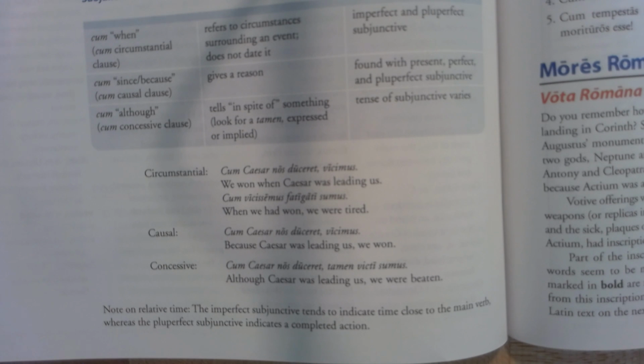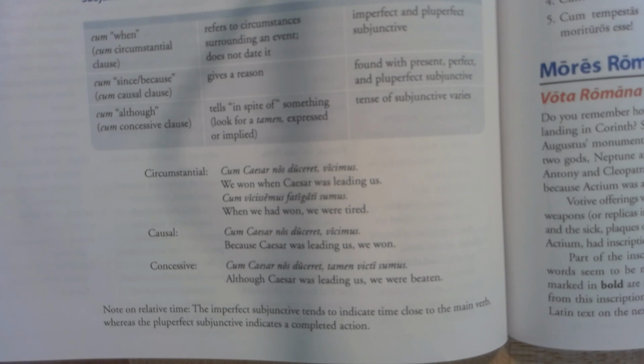Next up, the causal. Cause, because. Okay, it's cause. Shows the cause. Cum Caesar nos duceret vicimus. Because Caesar was leading us, we won. Really and truly, that could almost be translated just like the top one, circumstantial, and there'd be very little difference there. There's really very little difference. It would almost mean the same thing.